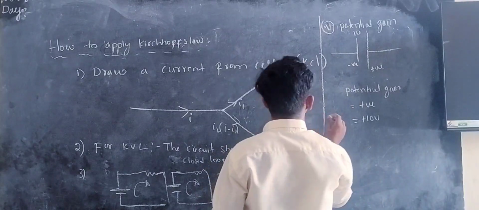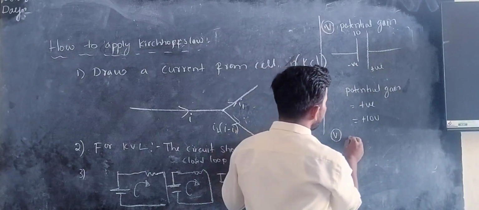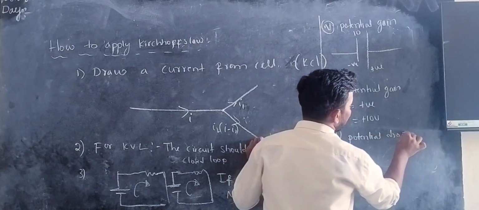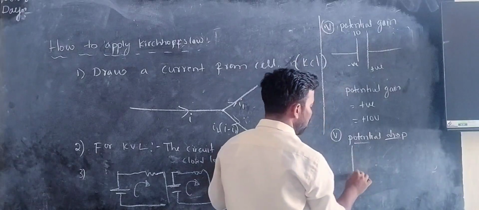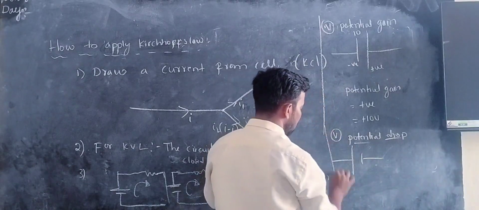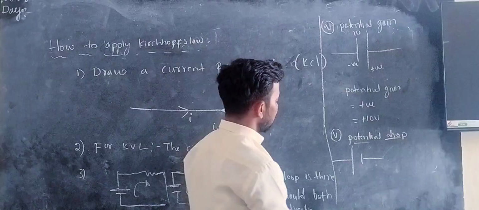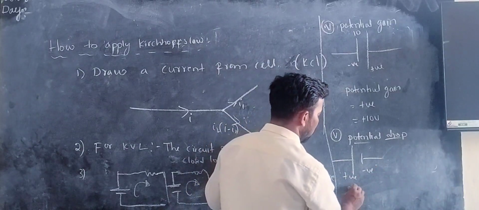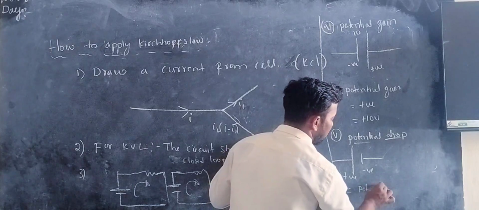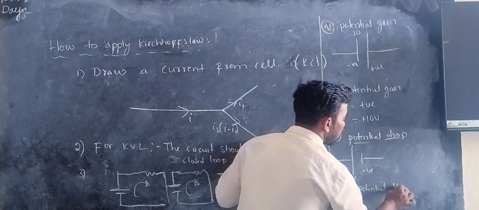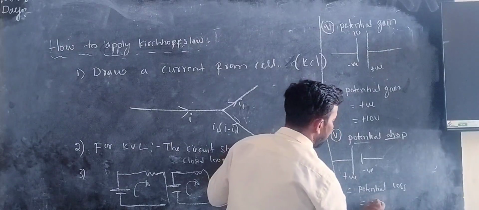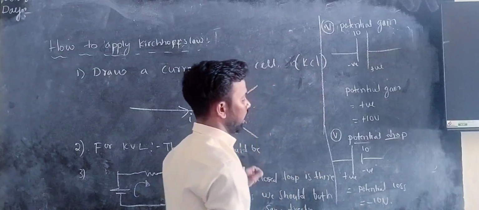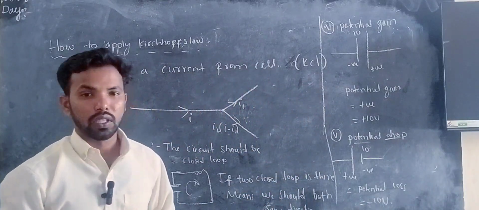Next, the fifth point, potential drop. Potential drop means going from the positive to the negative terminal. Here it is a potential loss, so we should take negative. Here you have to take minus 10 volt. Like that. Understood now? Okay.